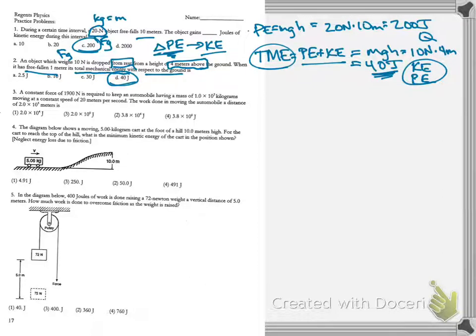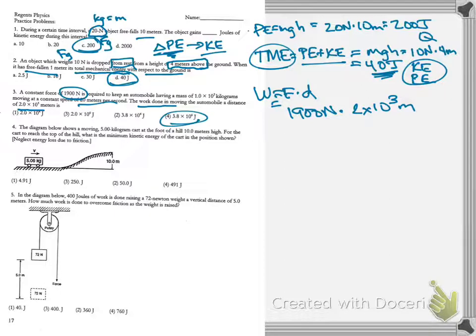Next question. A constant force of 1900 newtons is required to keep an automobile having a mass of 1 times 10 to the third kilograms moving at a constant speed of 20 meters per second. The work done in moving the automobile a distance of that much is, work is force times distance. The force required is 1900 newtons times 2 times 10 to the 3 meters, which is equal to 3.8 times 10 to the 6 joules.